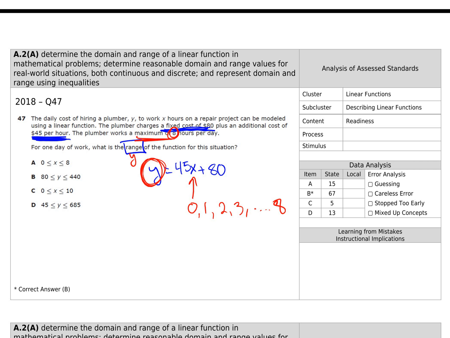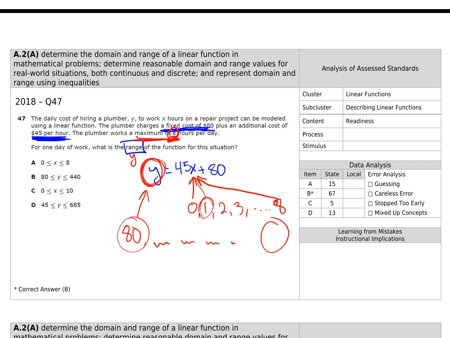But it is asking for range, so we're going to look for what is the output when we plug in these domain values. So it's 45 times 0, that's 0, plus 80 would be 80. That's our first output. Our second output, when we plug in a 1 for our x, 45 times 1 plus 80, what do we get? Another number, and another number, and another number. We can keep going until what? The reason we don't have to find what these inside values are is because it asks for the range, so we need to know what the lowest value is, and we need to know what the highest value is. And since it said a maximum of 8, 8 would be the next one that we can plug in.